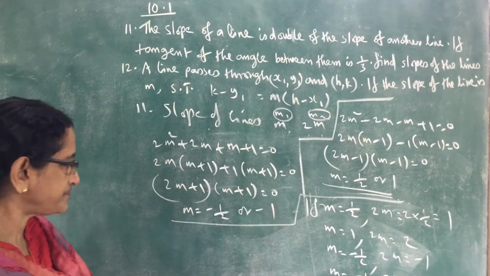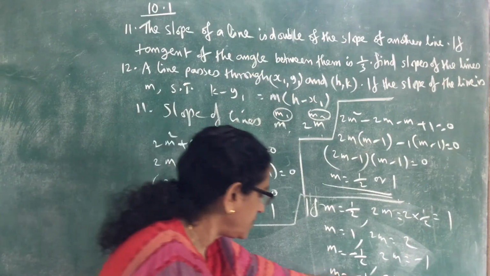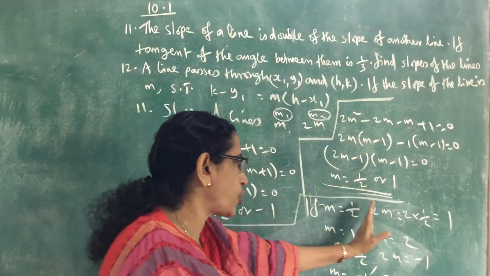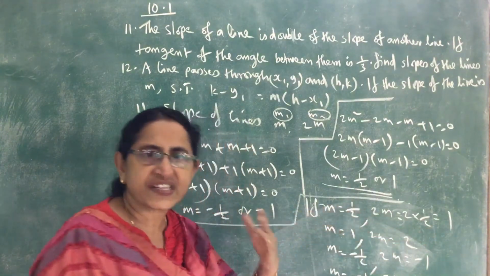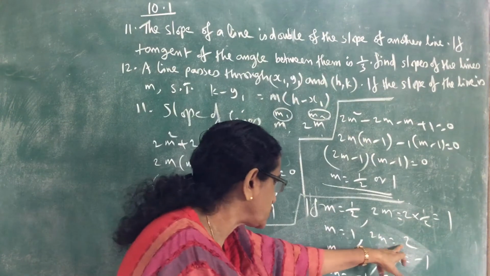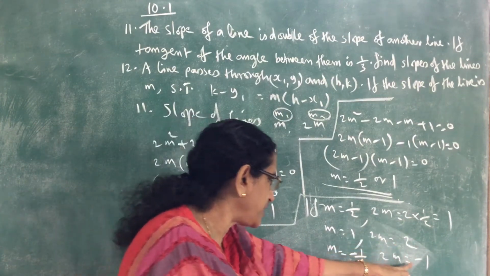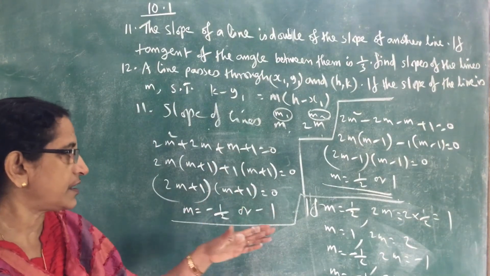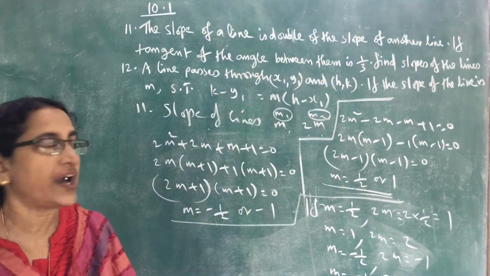So these are the slopes. If m equal to half, the slope of the other line is 1. So slopes are half and 1, 1 and 2, minus half and minus 1, minus 1 and minus 2. So these are the slopes of the lines.